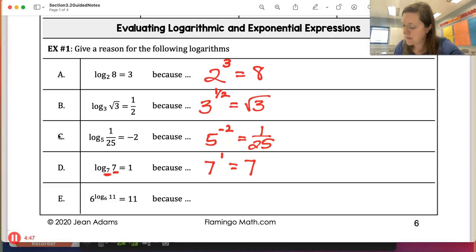And then here, my base 6 and my 6 are going to cancel each other out. So in this case, they just kind of swipe out because of the rule. I would say something like, because b to the log base b of x is equal to x. So it is just equal to 11.